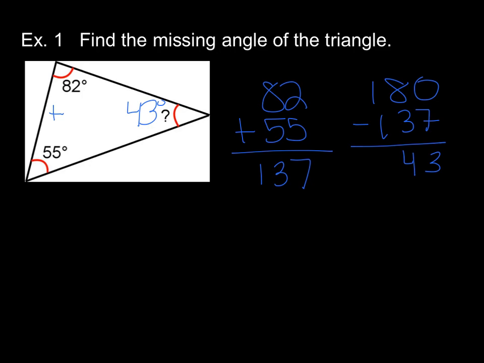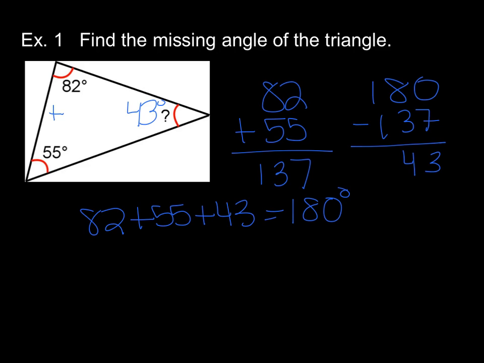And just to double check, if we add 82 plus 55 plus 43, we can see that we get 180 degrees, and that's what we wanted. That was our goal that we wanted to achieve. Okay, so go ahead and write this in your geobook, and we'll go to our next example right now.